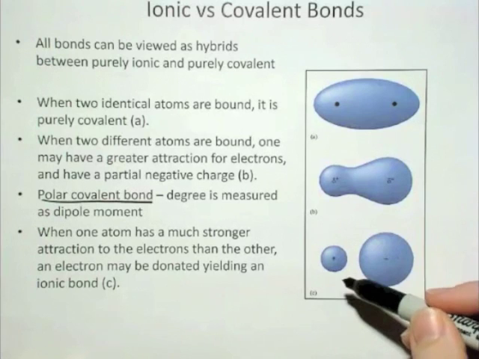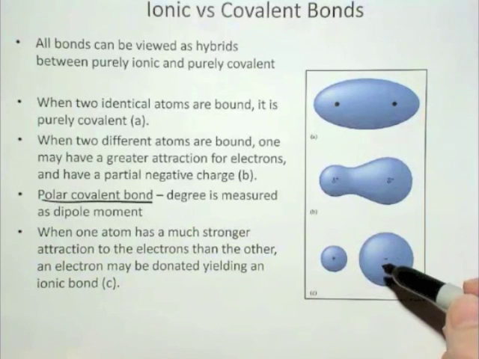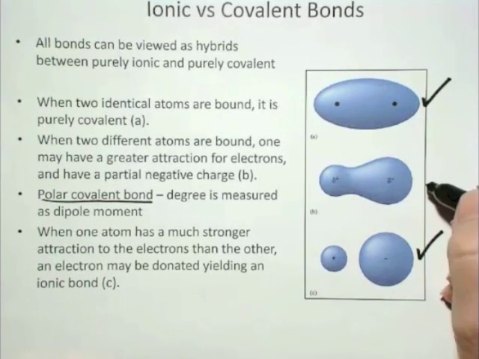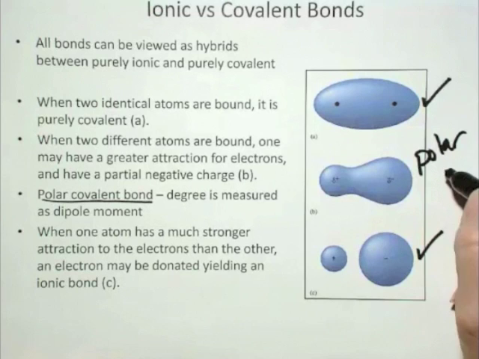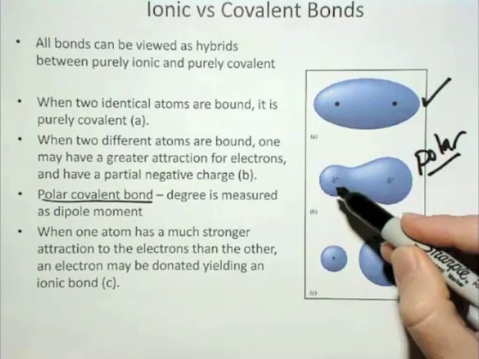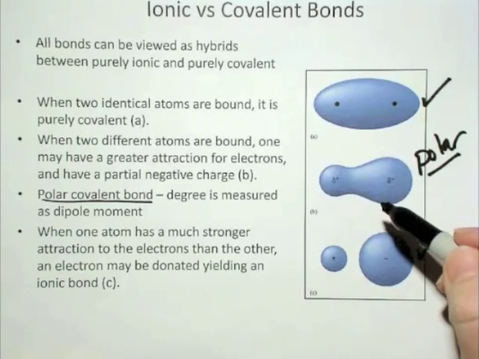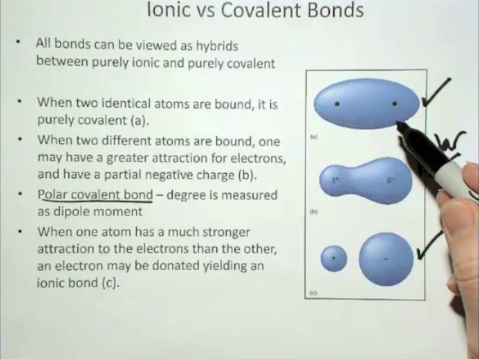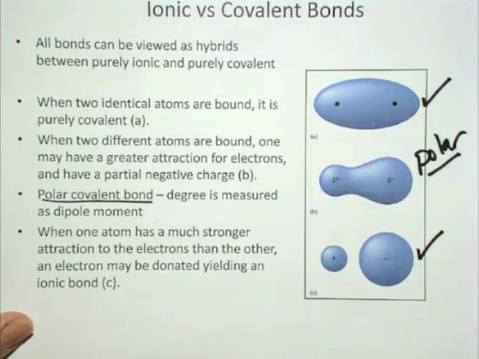And when one atom has a much stronger attraction to the electrons than the other, then the electron may be donated, yielding an ionic bond. So this is the case of the ionic. This is the pure covalent, and this is the case that's in between, and this is called the polar covalent bond. Okay, so the word polar means has two poles, a negative pole and a positive pole, because the electrons are not equally distributed. So a polar covalent bond would fall in between the extreme of purely covalent and purely ionic. All right, so the bonds then may have an unequal distribution of electrons.